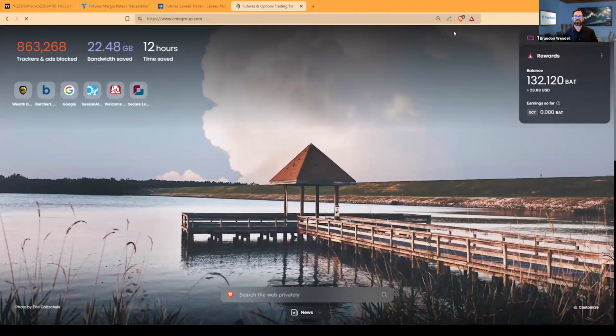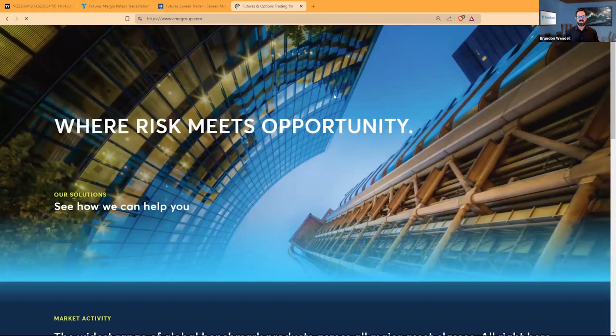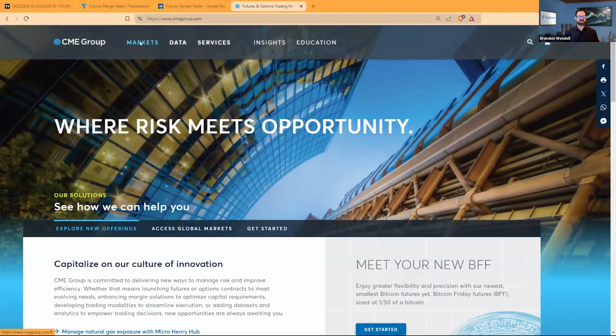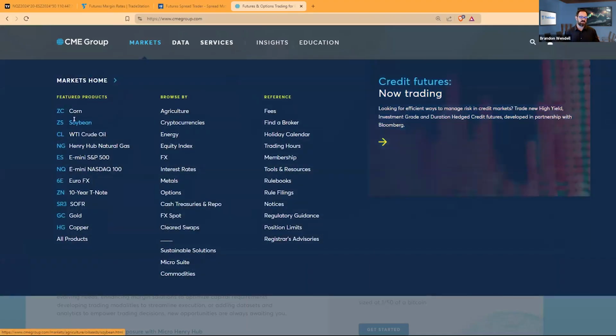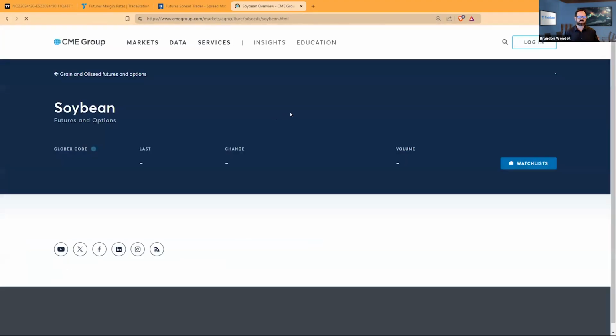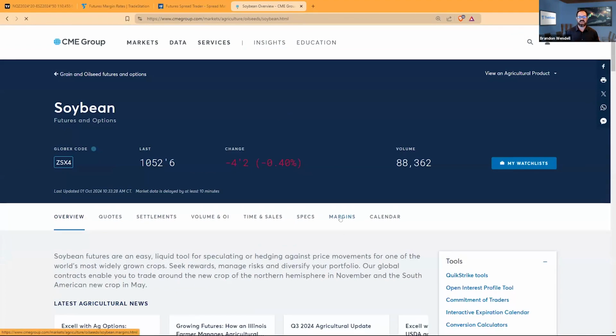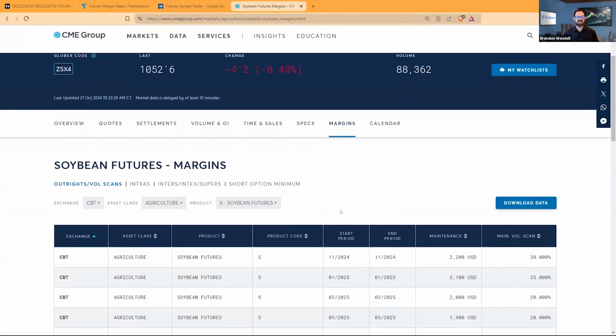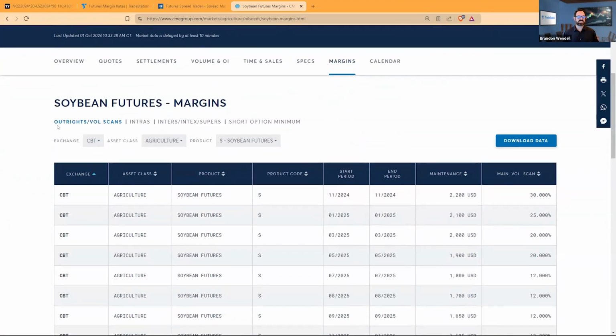cmegroup.com and it'll come up markets. And instead of crude, let's see, if I click on markets, let's do soybeans. Again, it doesn't matter which one I choose. The main thing is I'm going to go to the page that says margins right there. By clicking on that, now I get to this page where I have a choice.